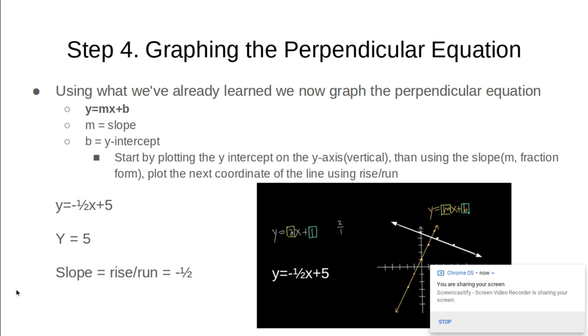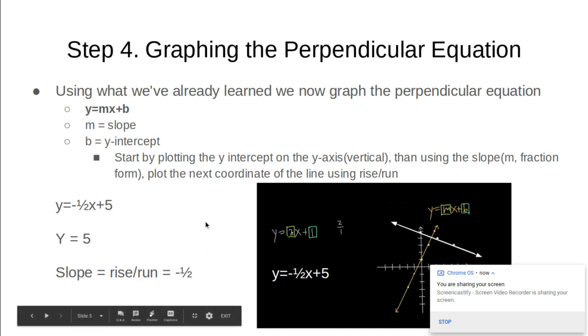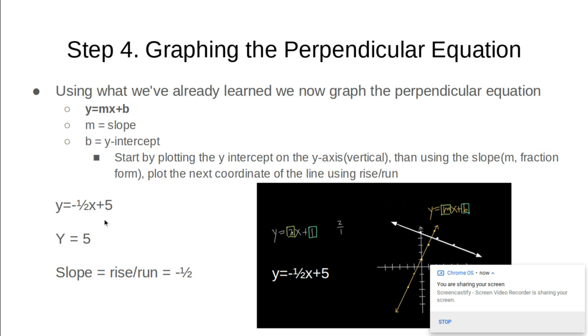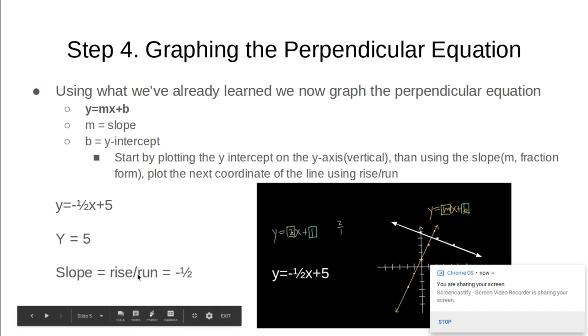Using what we've already learned, we now graph the perpendicular equation. Start by plotting the y-intercept as always on the y-axis, or the vertical axis. Then, using the slope in rise over run form, plot the next coordinate. Y equals negative 1/2 x plus 5. Our y-intercept is 5, so we'll start by plotting at plus 5 on the y-axis. Then, following our rise over run, we will go negative 1 over 2.